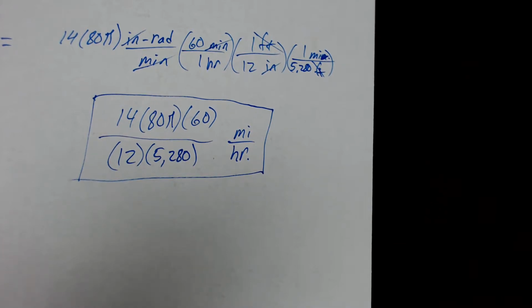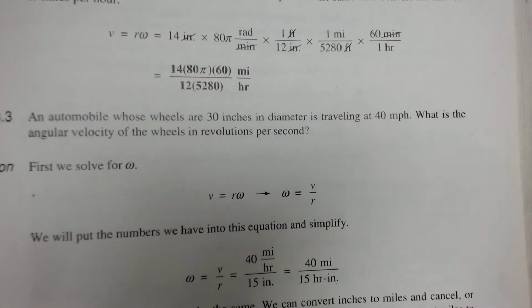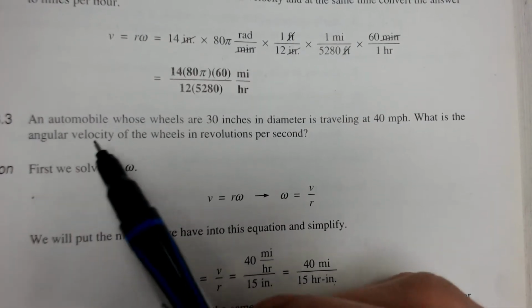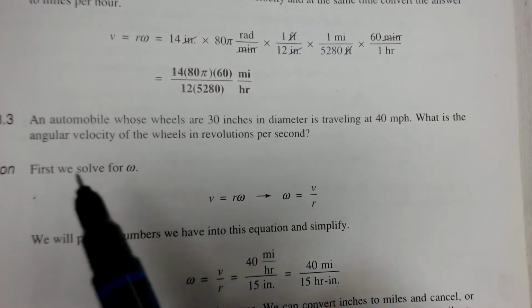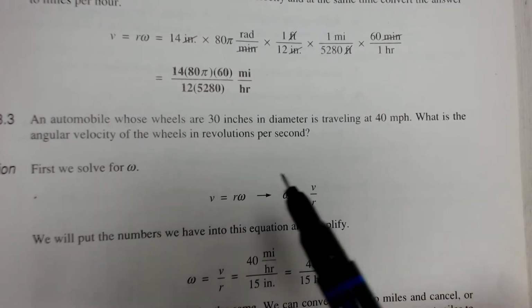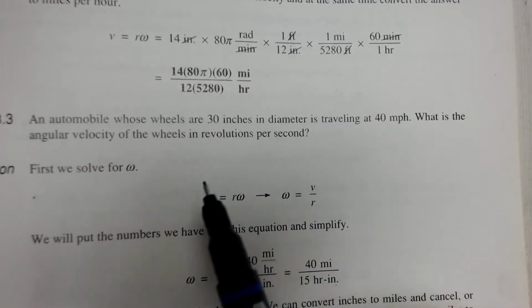Now, let's say we have to find an angular velocity. That was a linear velocity problem, so let's find an angular velocity problem. They tell us an automobile whose wheels are 30 inches in diameter is traveling at 40 miles per hour. What is the angular velocity of the wheels in revolutions per second? So here we've got something at 40 miles per hour, and we have to convert that to revolutions per second.